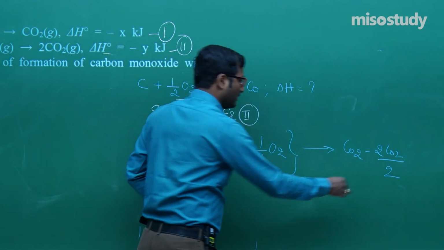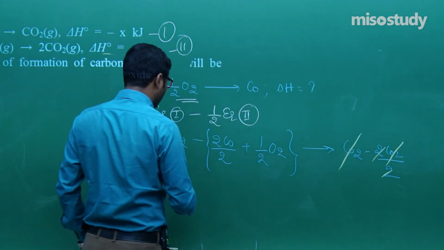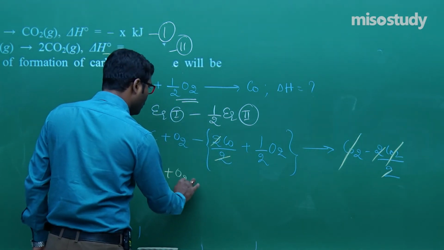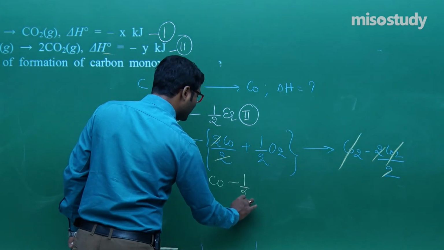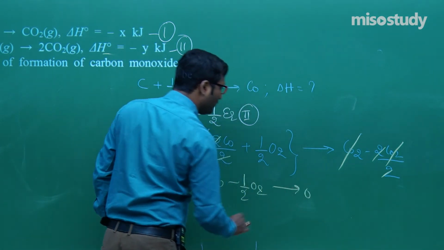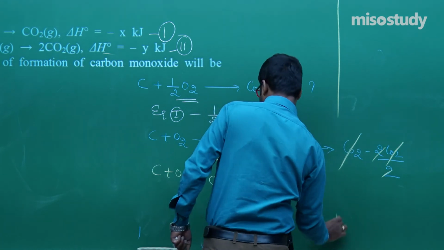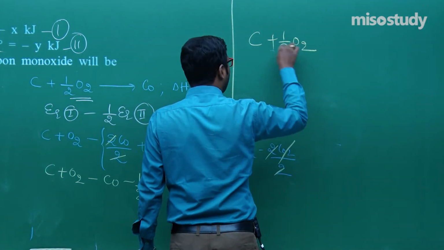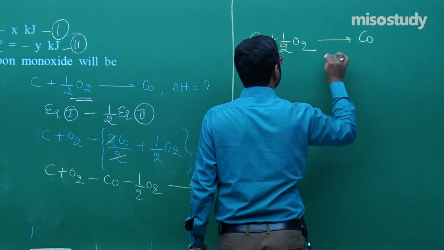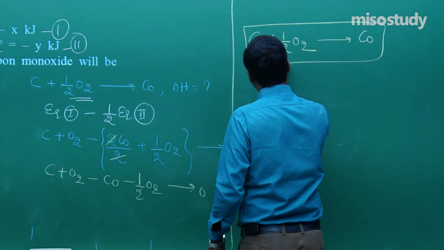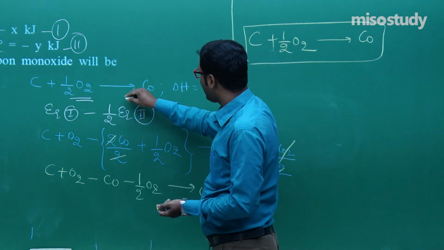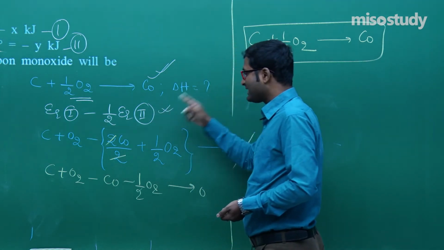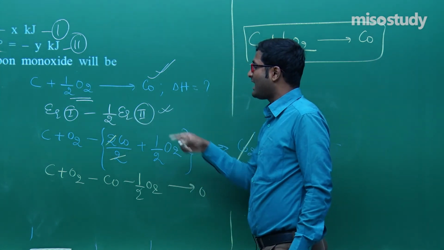Clear to you? Now this will cancel this one and this will cancel this one. Now what will happen? Check it out. C plus O2 minus CO minus half O2 is equal to 0 here. Now moving on, check it out. That is C plus half O2 gives CO. This is the expression. Now we have reached the expression, C plus half O2 gives CO. So how did we reach this equation? Equation 1 minus half equation 2.